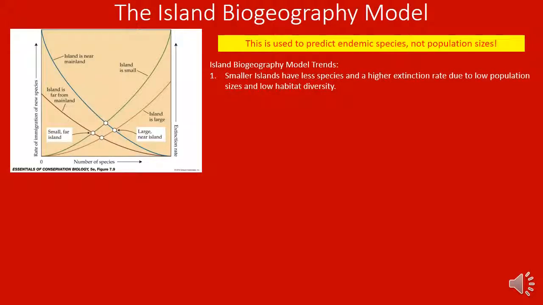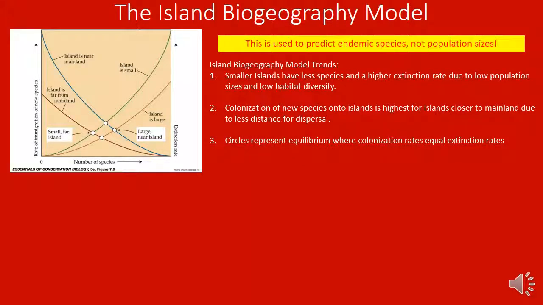And so what the trends here basically say, and it was originally developed on oceanic islands, but now it's been applied to mainland places in fragmented habitat, is that smaller islands are going to have fewer species and a higher extinction rate. Just because they're smaller, they have lower population sizes for those species, and they have low habitat diversity. Colonization of new species onto an island is going to be highest for those islands closer to the mainland, because it's easier for stuff to get there.